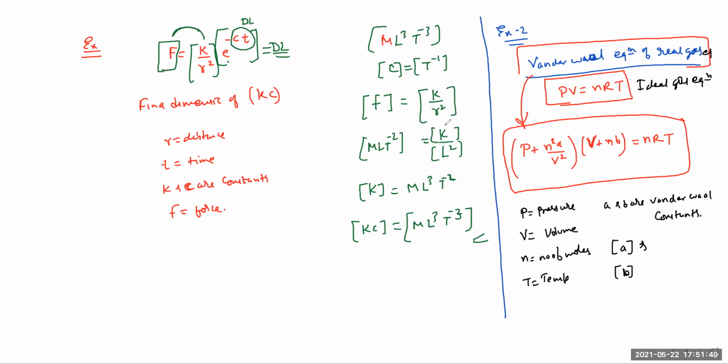Remember the rule of addition. You can add two things only when they have the same dimension. So if I'm adding N B to V, then dimensionally they must have the same value.